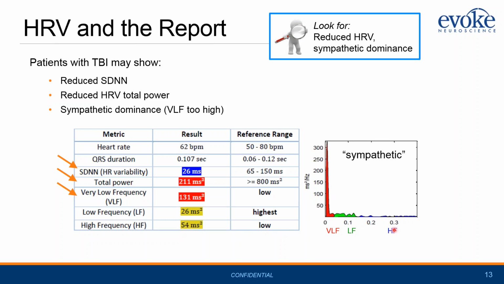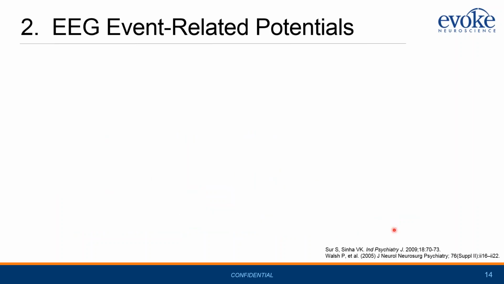Okay, so HRV is done. Now we're all experts in HRV. We know what to look for in patients with possible TBI. Let's move on to our event-related potentials, our brain processing speed.